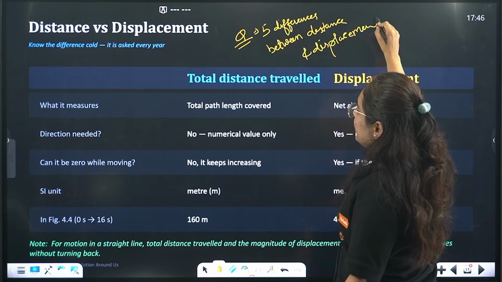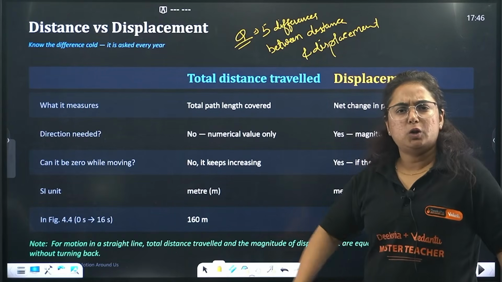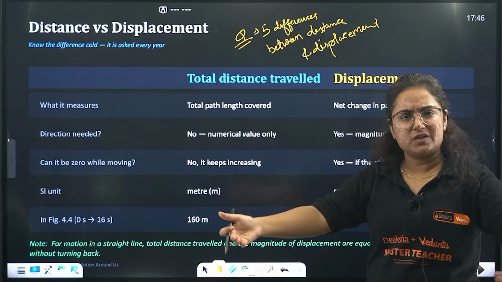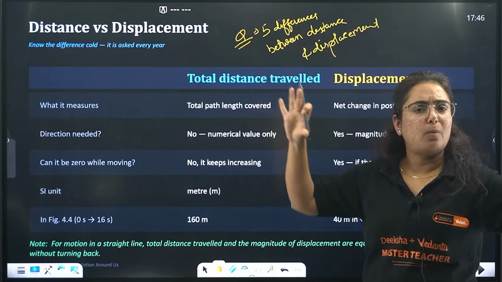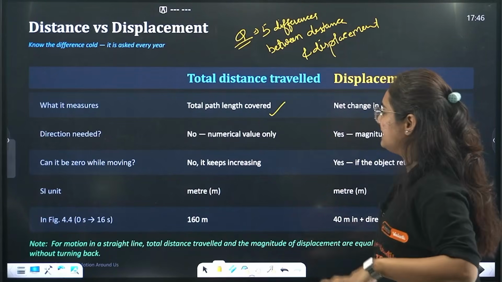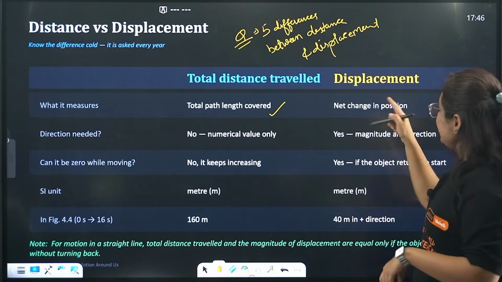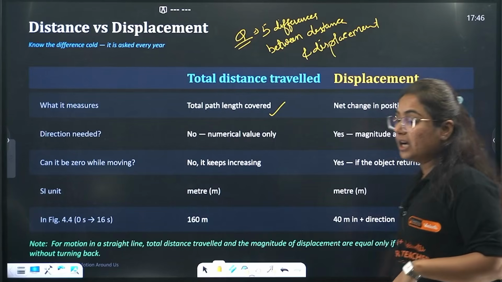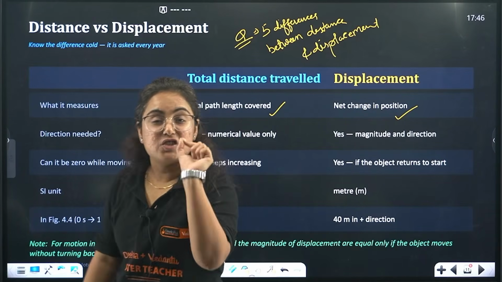Let us start. So what is distance? Total path covered by a person from point A to point B. This is known as distance. However, displacement is basically the net change in position.